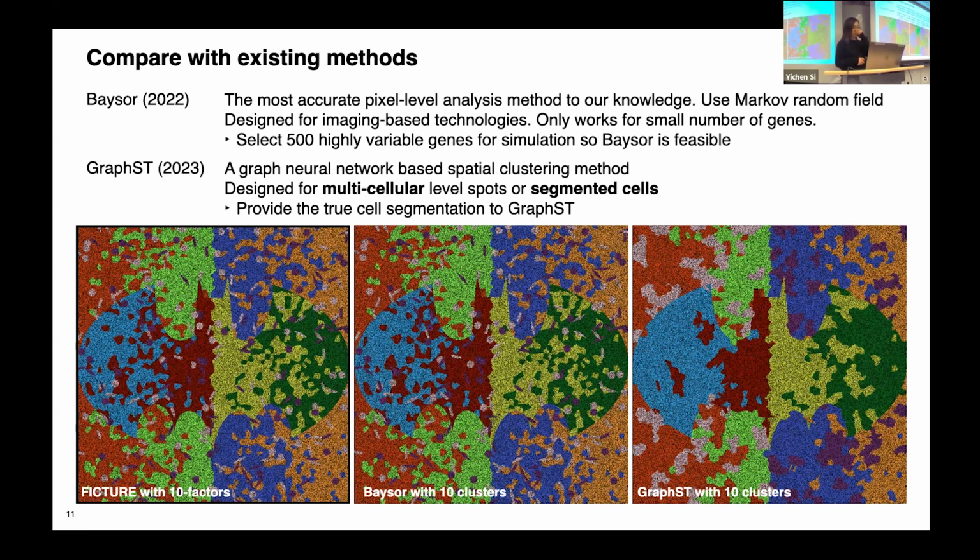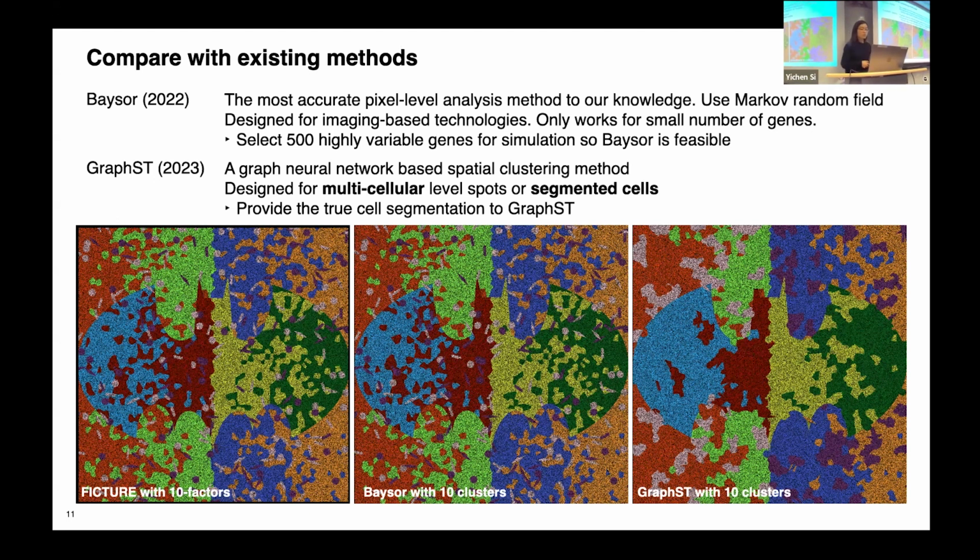GraphST is a more recent method based on the popular graph neural network. But it works at a lower resolution, so it needs either a large grid or segmented cells. For that purpose, we provide a true cell segmentation for GraphST. In the result, on the left shows the FICTURE result, and the middle is the other method's result.